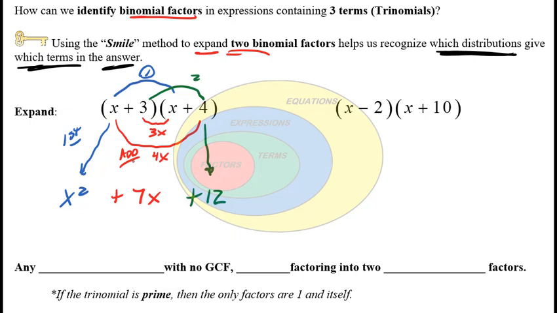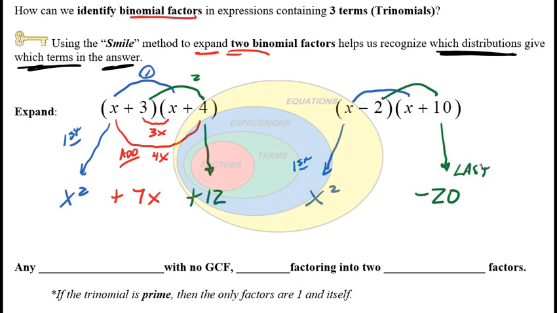Now, the same thing, just practicing. When we multiply using the SMILE method, we multiply the first two terms. And when we do that, we get the first term in our answer. The last two terms we multiply next, and that gives us the last term in our answer, which is in this case negative 20. So the middle term comes from negative 2x, positive 10x. When we combine those terms, we get the middle term, which is 8x.